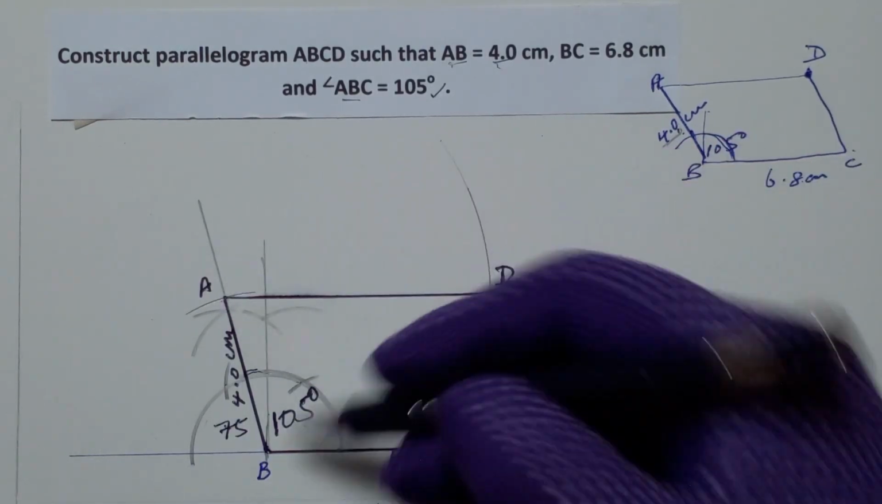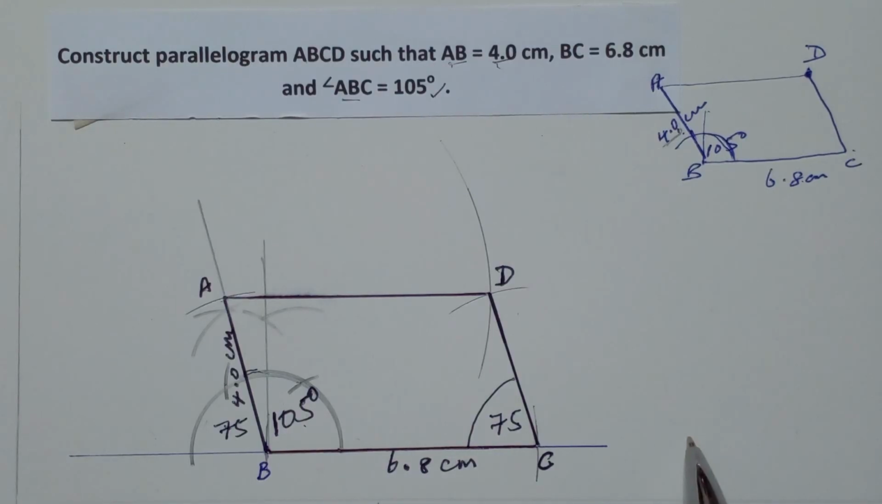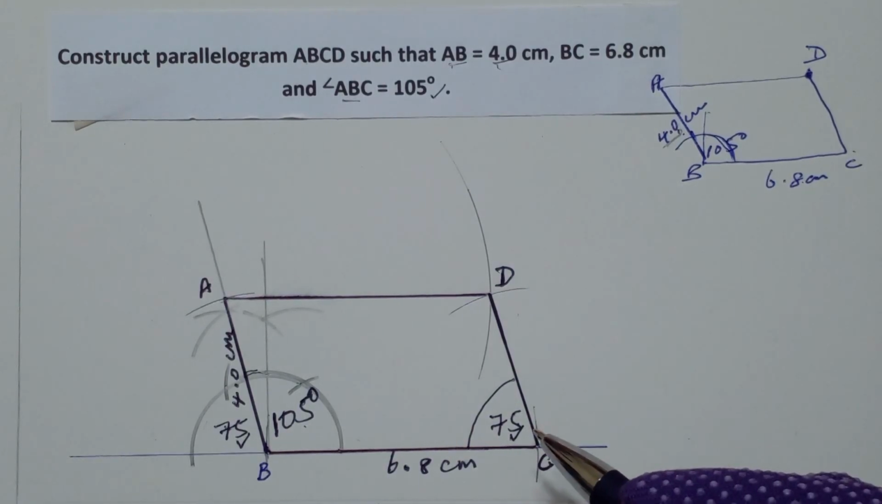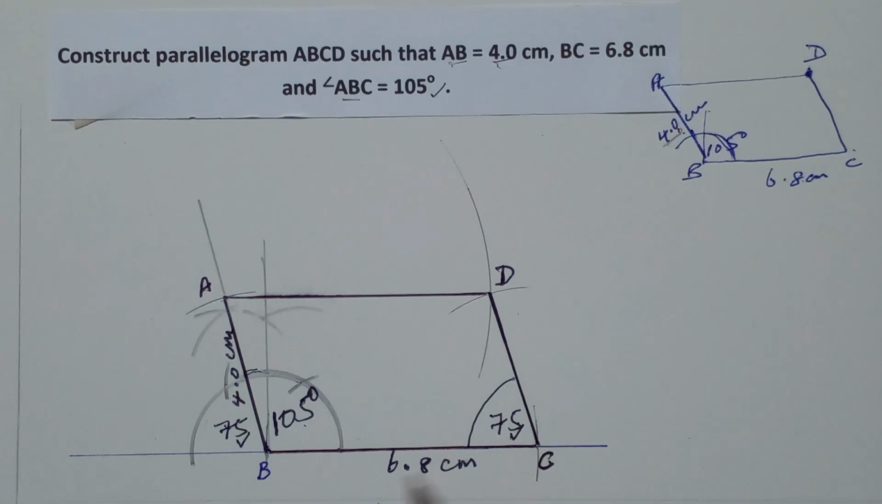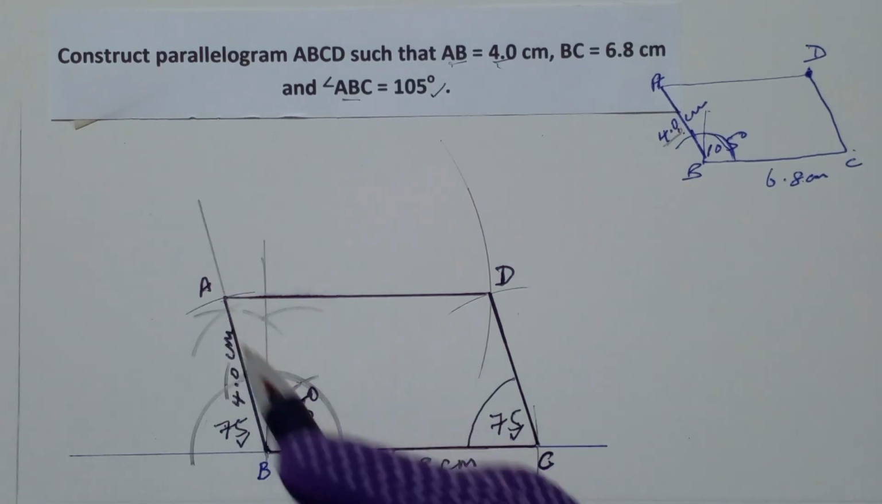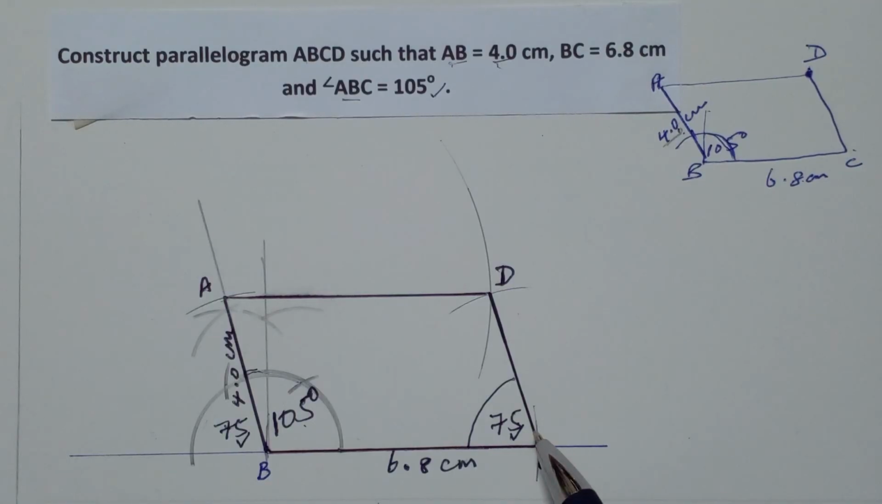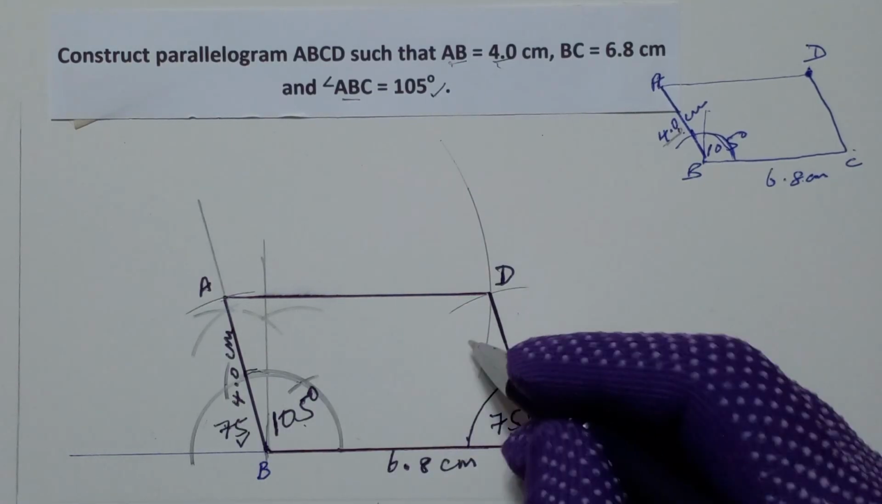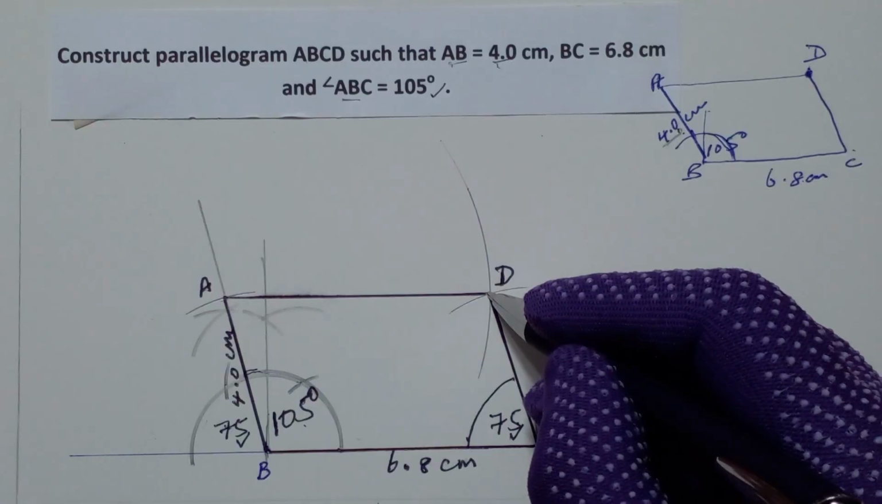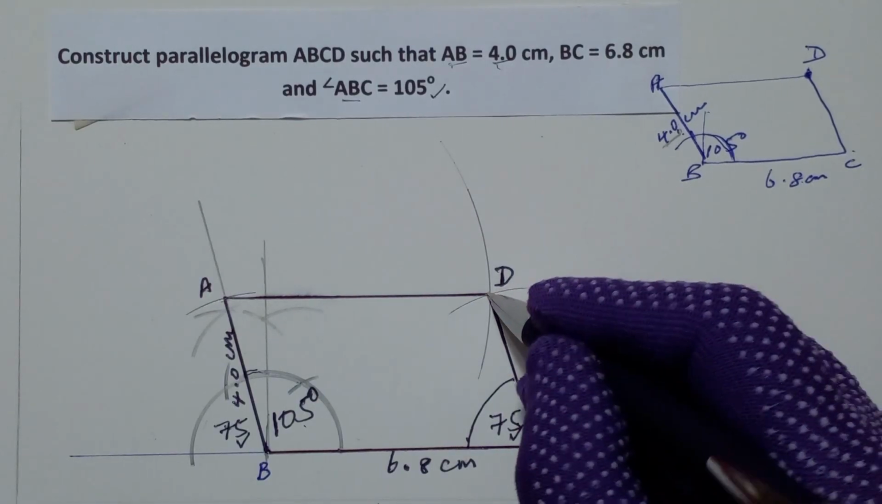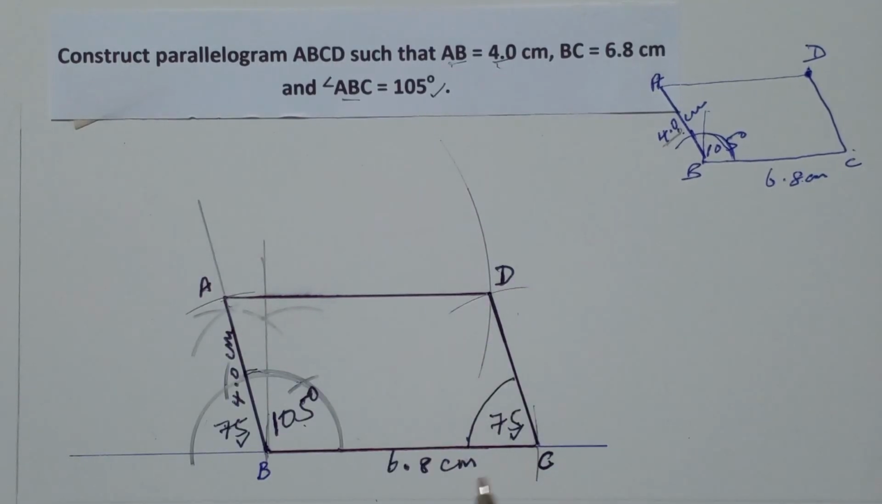These are 2 parallel lines. This is a transversal. So that and that will be corresponding angles. So we could have constructed this ABC and then at this point construct 75 degrees, extend it 4.0 centimeters to get that point and draw a line from here to here. That's another way.